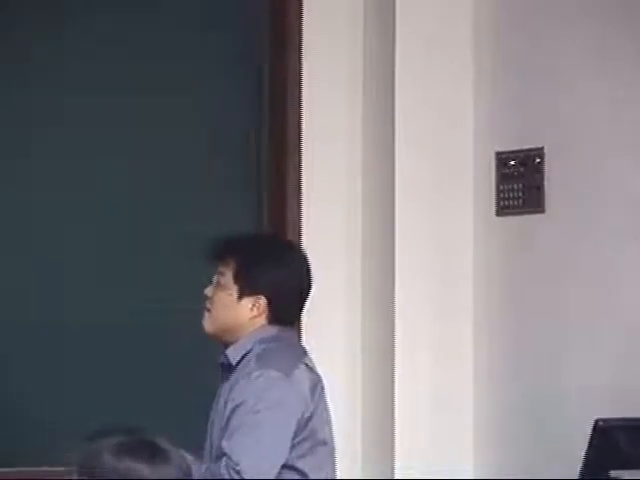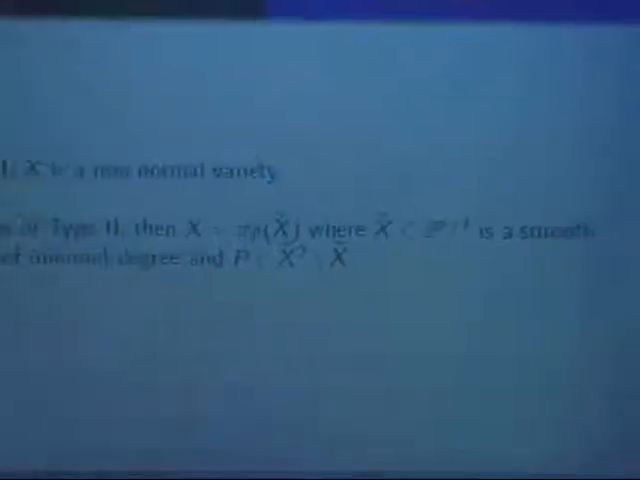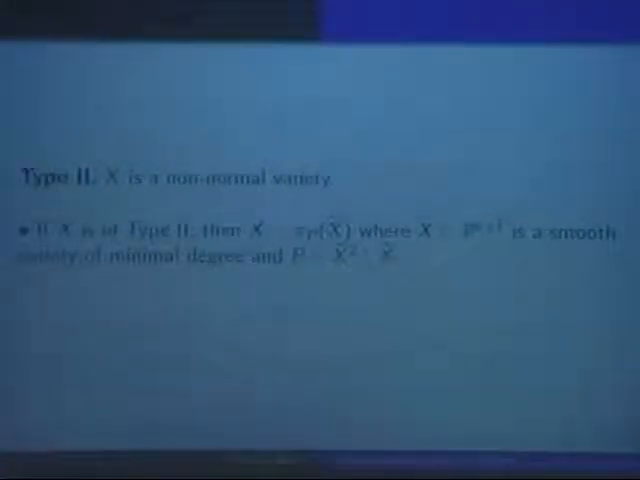Okay, so now we turn to the type 2 case. If the variety is of type 2, that is, it is not normal, then we can study this variety by using its normalization. And its normalization is also embedded in the (i+1)-dimensional projective space. And then by degree counting, we know that this should be a smooth variety of minimal degree.